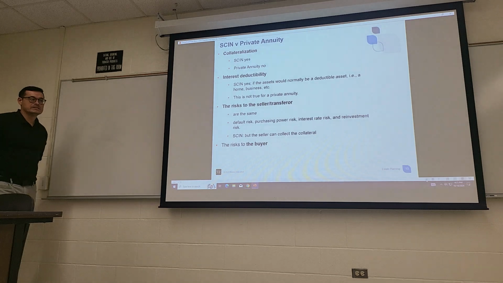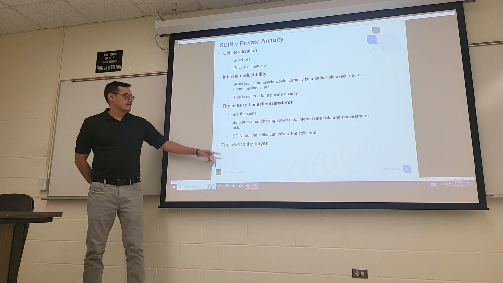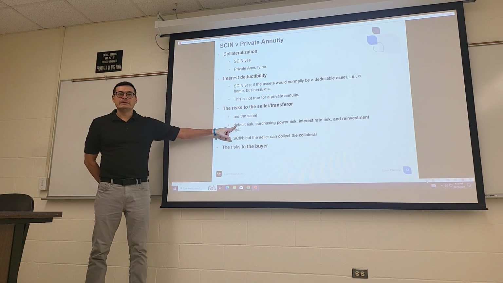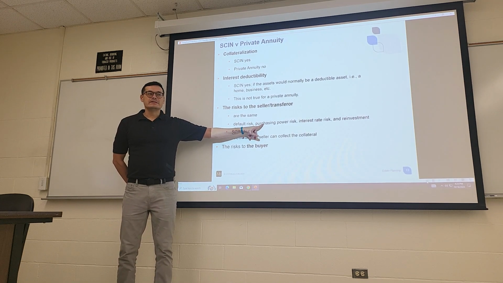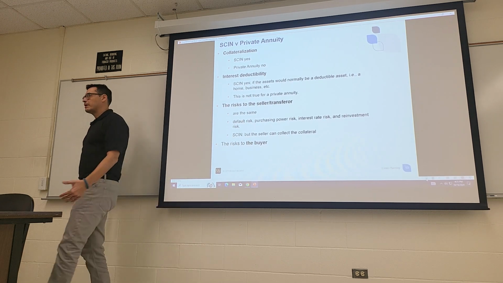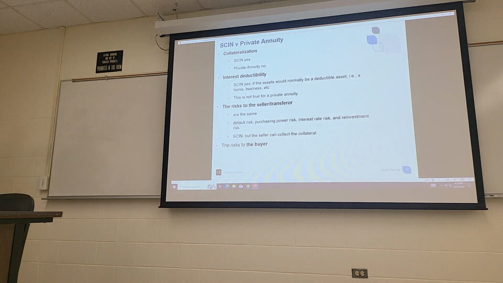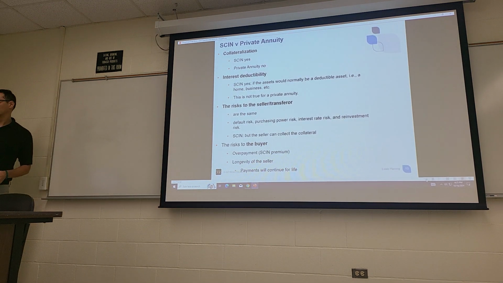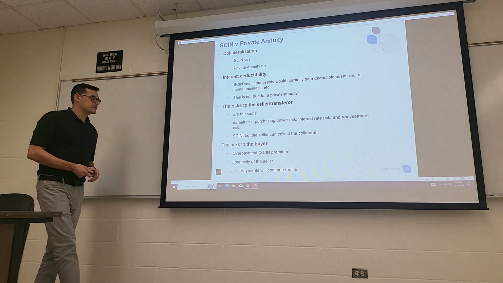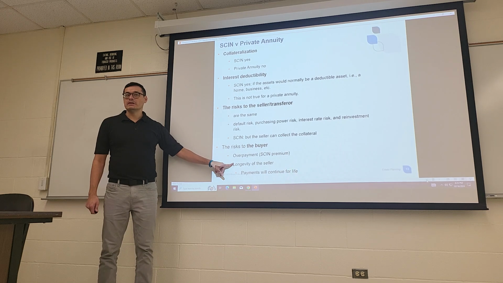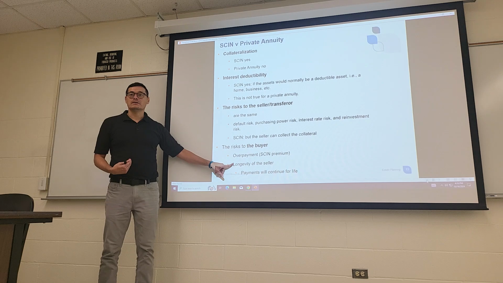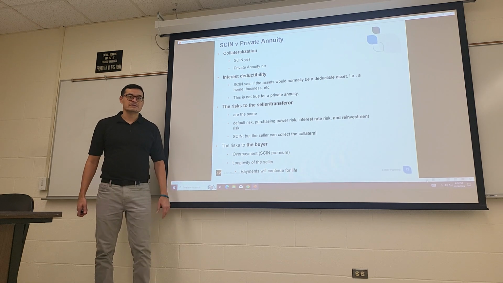Now, they both have similar risks. That the person is going to default on the annuity payments or on the SCIN installment payments. That the money I receive, because oftentimes it's a fixed amount, is going to be eaten up by inflation. It's not going to have the same purchasing power. In both of these, the risk to the buyer is if the annuitant, or the person who transferred the assets and is receiving the payments, lives too long. That's just the issue, which is kind of like the risk.